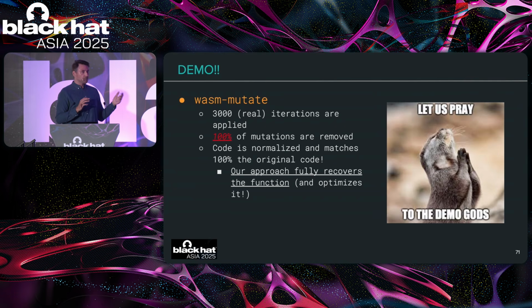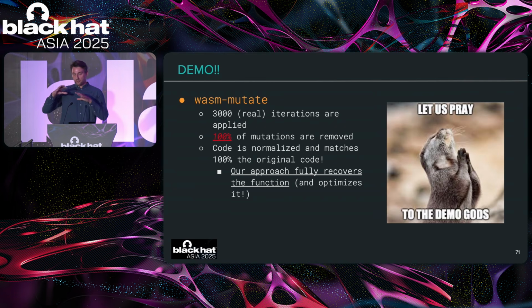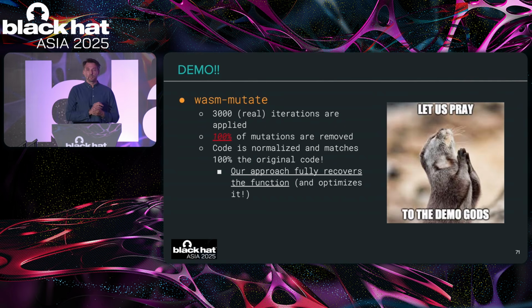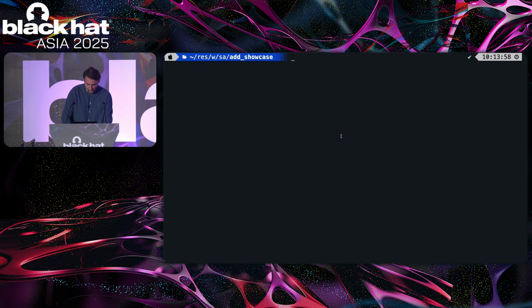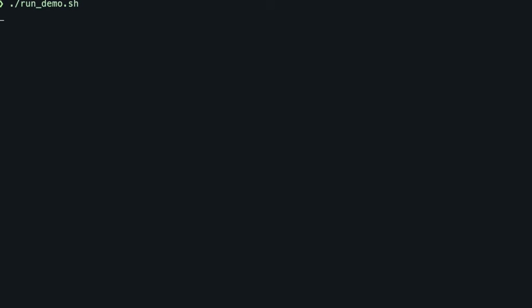So it means, as Vika said, if you would like to use signatures, you can build your signatures on top of that, because now the code is normalized. And even if the samples are obfuscated, it should still match, right? So let's see here. Okay, run demo.